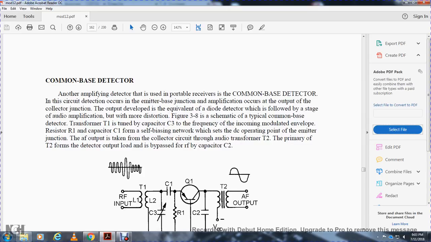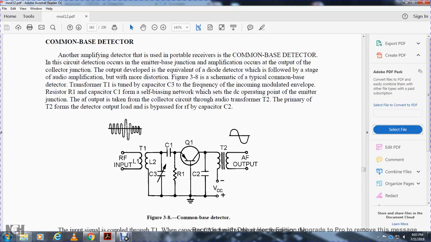Transformer 1 is tuned by capacitor 3 to the frequency of the incoming modulated envelope. The resistor 1 capacitor 1 self-biasing network sets the operating point of the emitter junction. The audio frequency output is taken from the collector circuit at the audio transformer 2 primary, and the detector output is bypassed of radio frequency by capacitor 3. The components are radio frequency transformer 1, inductor 2, capacitor 3, adjustable capacitor 1, resistor, and capacitor 2.